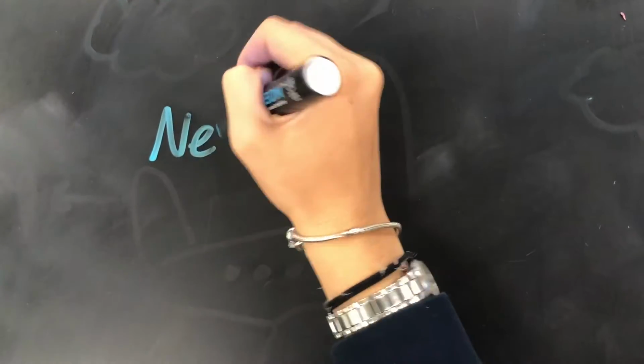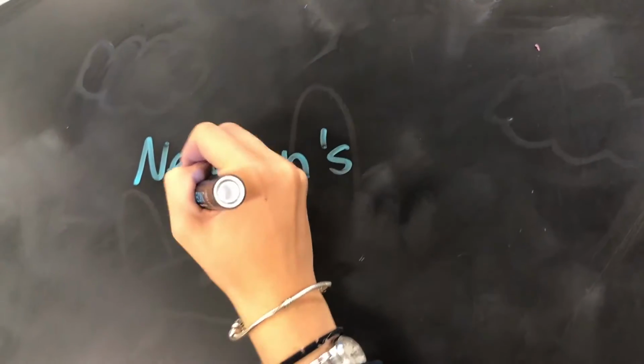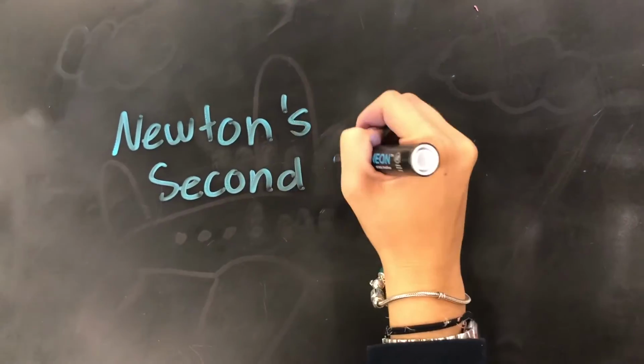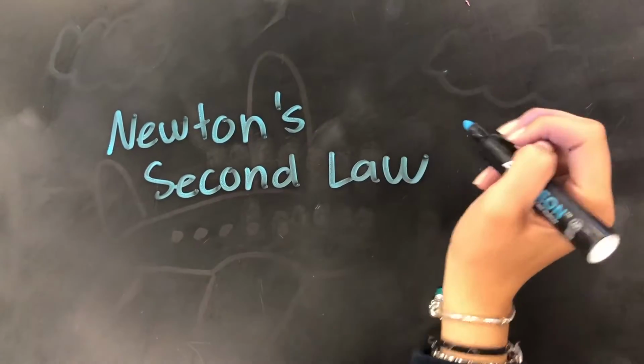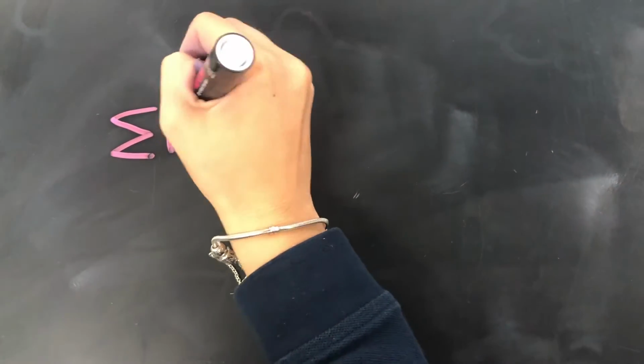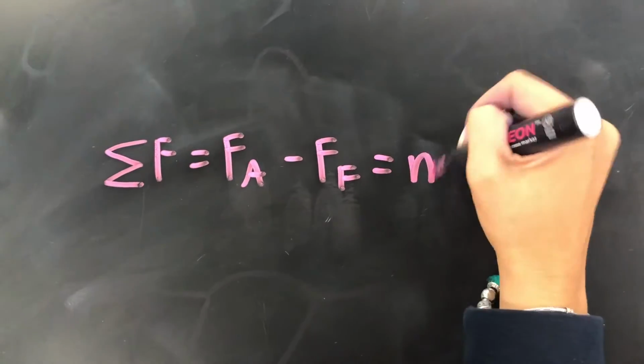Newton's second law states that for a particular force, the acceleration of an object is directly proportional to the net force and inversely proportional to the mass of the object. The direction of the force is the same as that of the acceleration. The equation would be the net force F equals Fa minus Ff equals ma.